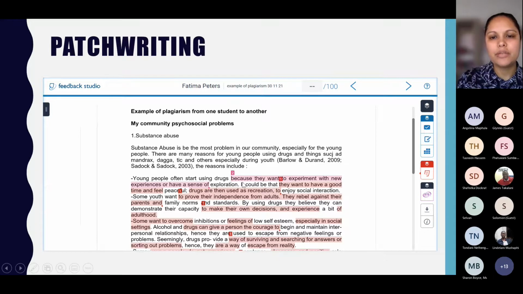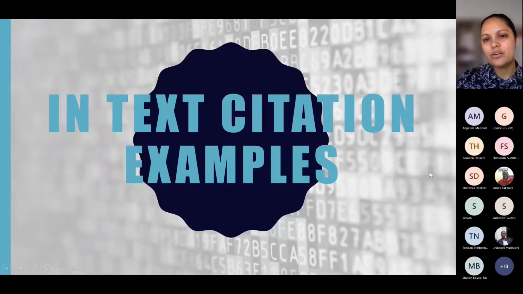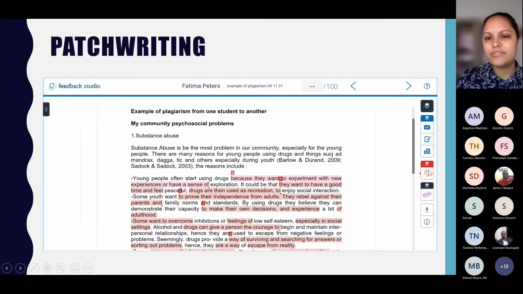Turnitin will indicate number 2, this is in pink. Number 1, this is in red. And if you click on this icon over here, it will tell you the exact reference for where you could possibly have copied this information from. Now, information online is everywhere. So there are always multiple sources from which we copied.